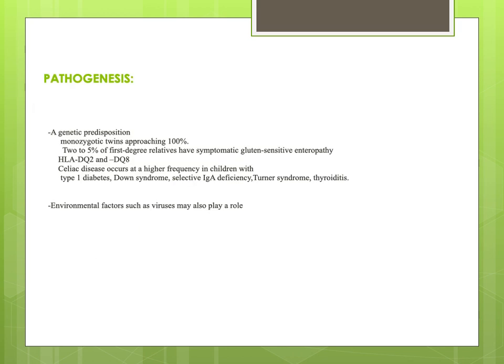Regarding the pathogenesis of celiac disease, it is a combination of genetic and environmental factors. For example, in monozygotic twins, the concordance between them can reach up to 100%, while only 2 to 5% of first-degree relatives of a patient with celiac disease will develop symptomatic gluten-sensitive enteropathy at some time during their lives. Also, HLA types DQ2 and DQ8 put a patient at higher risk of developing symptomatic celiac disease.